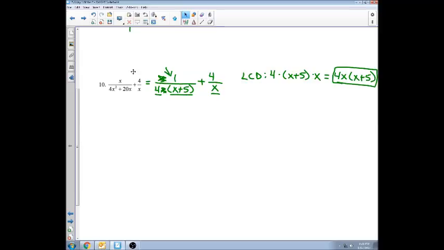Okay? The whole point of why we're going to use LCD is we will next be adding and subtracting using unlike denominators. So we have to find their least common denominator in order to be able to add and subtract those successfully.